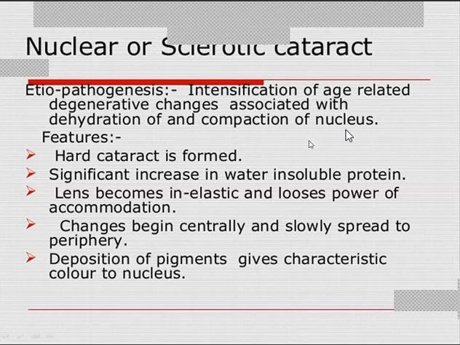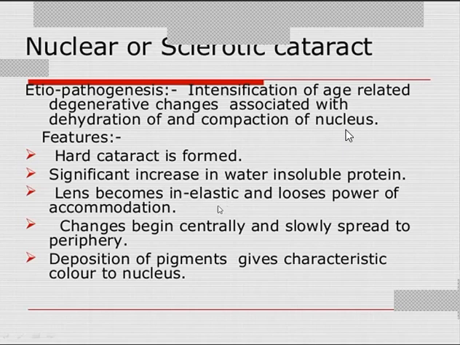Because of the compaction of the nucleus, there is a significant increase in the water insoluble protein. And the lens becomes inelastic. Then what will happen when the lens is inelastic? The other function of the lens, in addition to the visual function, is accommodation.